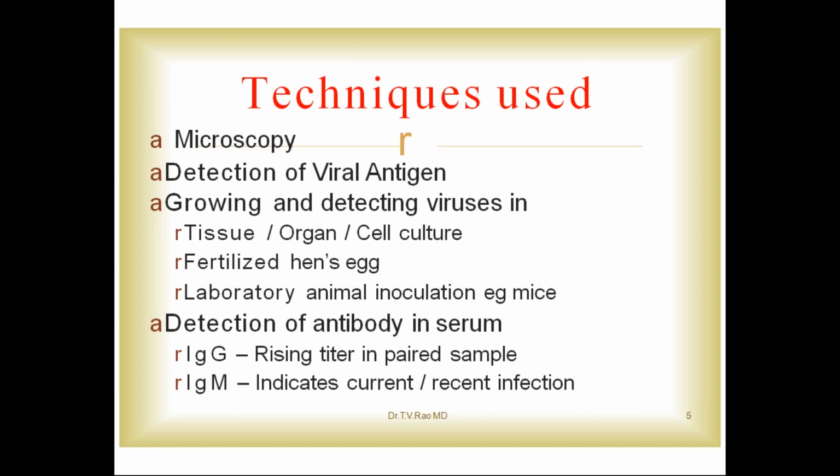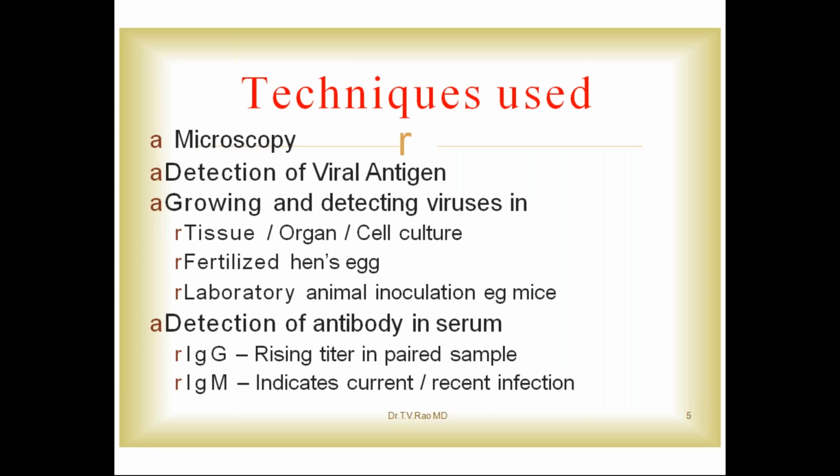The antibodies of the virus are present in the blood. Particularly the virus antibodies are present after infection. These antibodies also can be detected, not only antigens. These are IgG and IgM. The IgM indicates acute infection or recent infection. IgM indicates recent or current infection. IgG indicates the chronic infection of that particular disease.